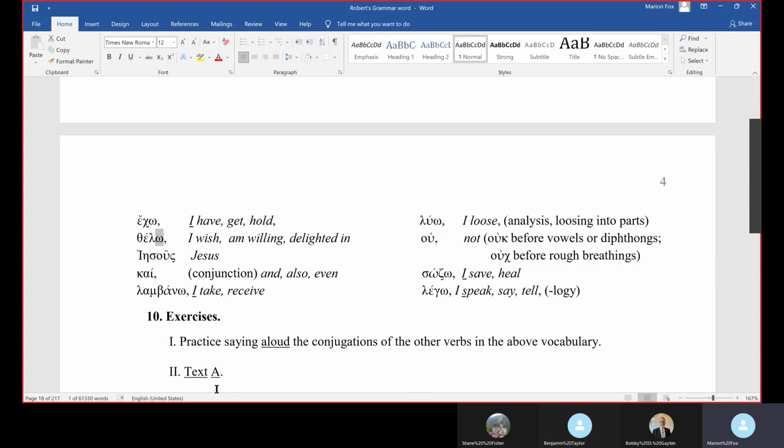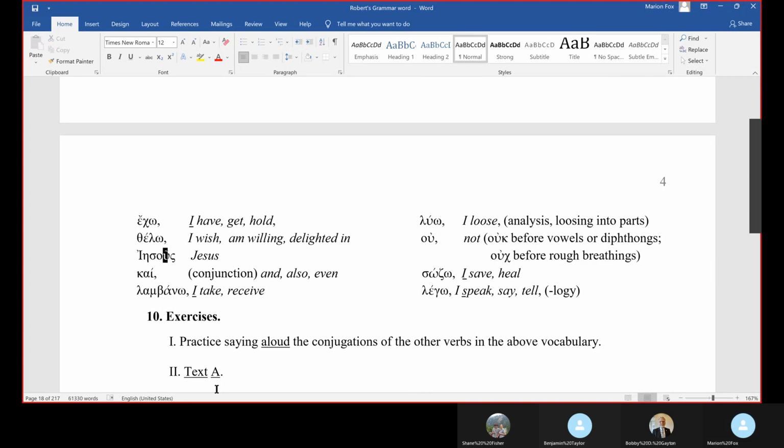Right? So, thelo, theleis, second person, you will or wish. Thelei, he, she, or it wills or wishes. Thelomen, we wish. Thelete, you all plural wish or will. And thelousi is they wish or they will.